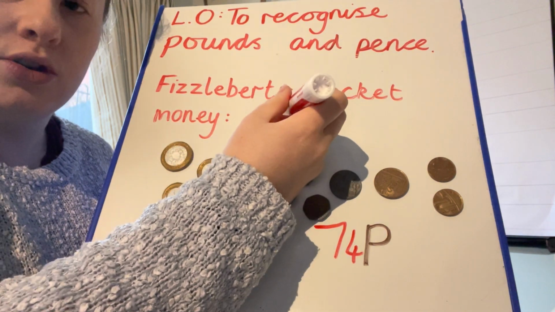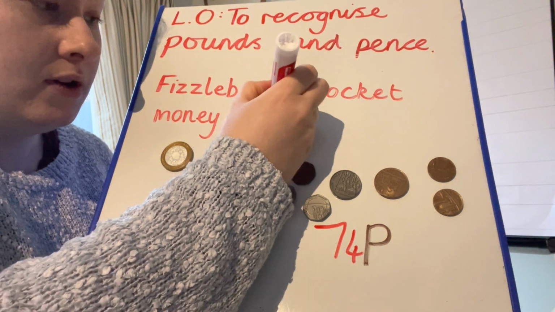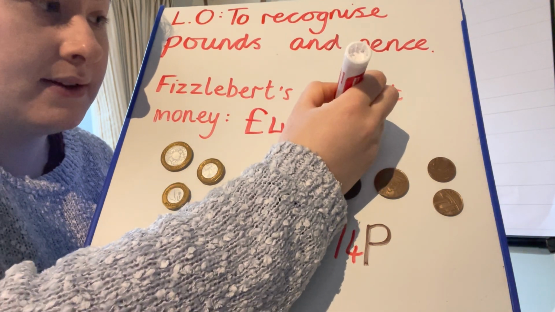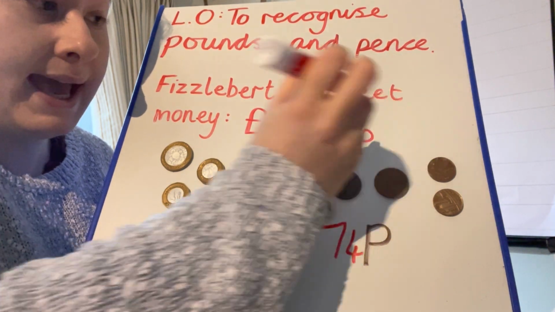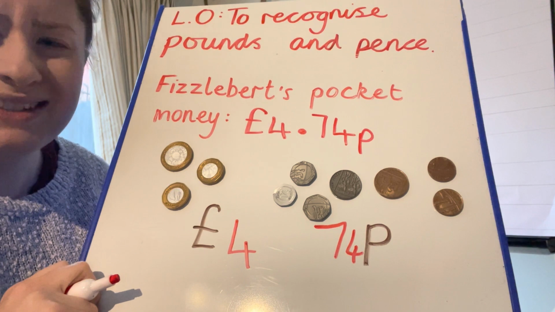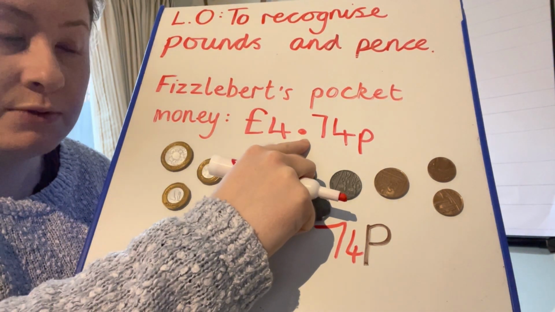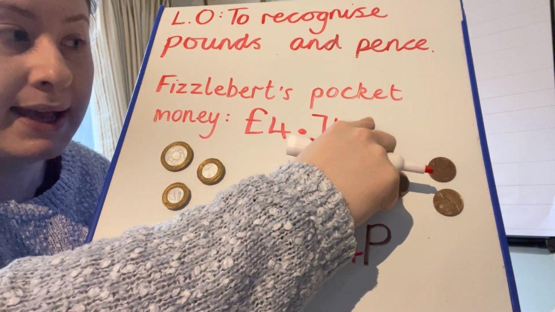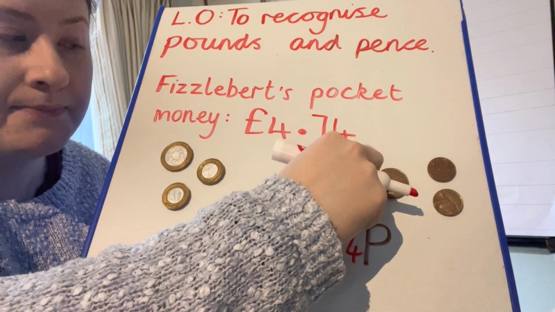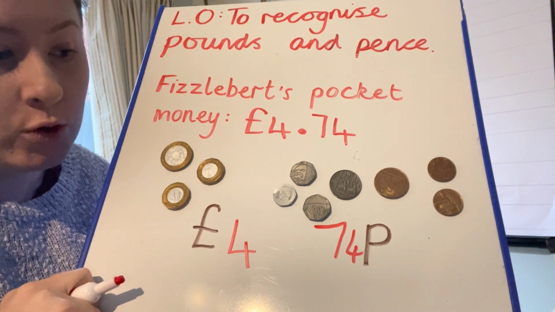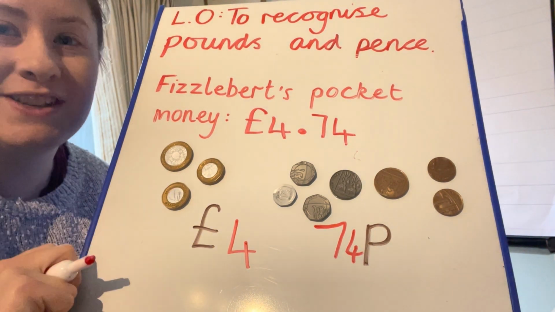Have a think, does it look right if I put it up here? £4, I have to have a decimal point, 74 pence. Doesn't quite look right. When I use a pound sign and my decimal point, I then don't need my pence sign at the end. Okay, I'll explain what the decimal point means later on in the week. But we've got £4 and 74 pence in Fizzlebert's pocket money.